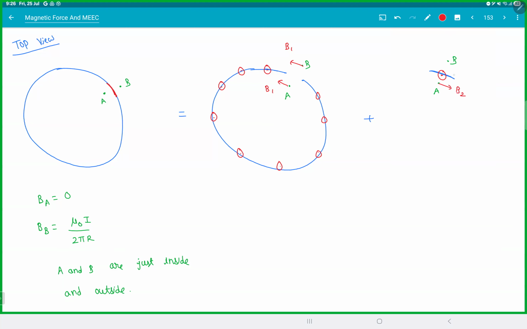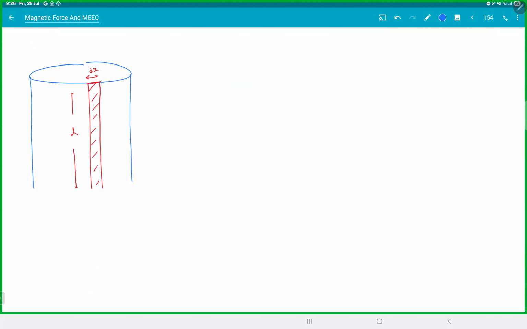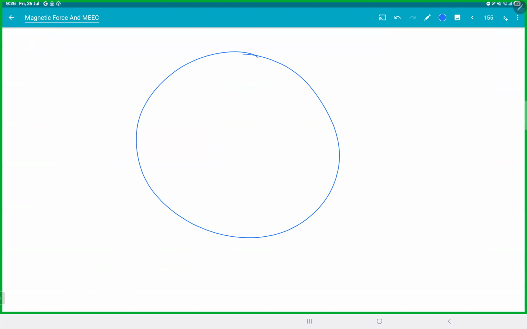Here the field will be B2 and here the field will be B2. So the field at A will be due to B1 minus B2, but I know this is 0. So indirectly I proved B1 is equal to B2. It kind of makes sense, isn't it? Think about it. In electrostatics, the field due to a hollow shell is 0. If I make a small hole here, then the field due to the small hole and the field due to the remaining shell must be equal, right? Because the total is 0.